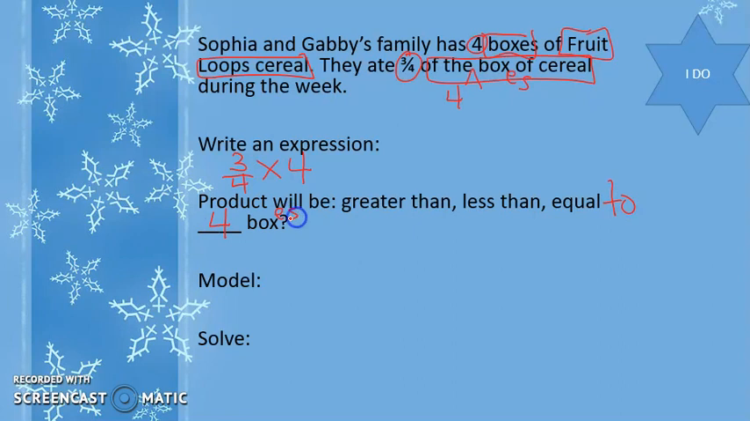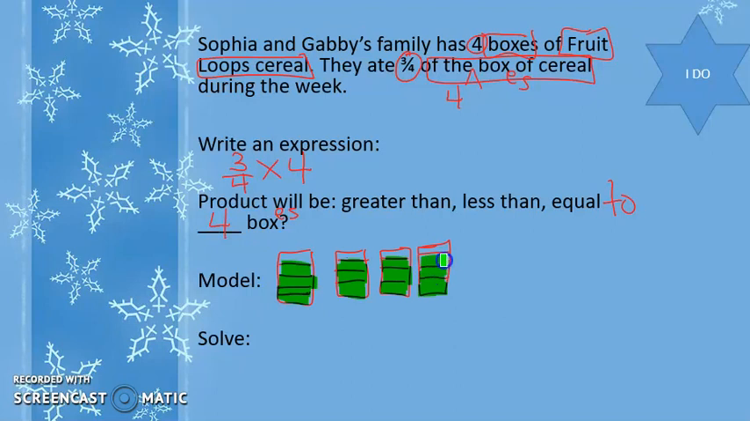4 whole boxes. So let's go ahead and draw our model. We're going to make 4 boxes. And we're going to break apart these boxes into 4ths. If I was being more precise, they would be a little bit more even. And we're going to fill in that they have eaten 3 out of 4 parts of these 4 boxes of cereal.